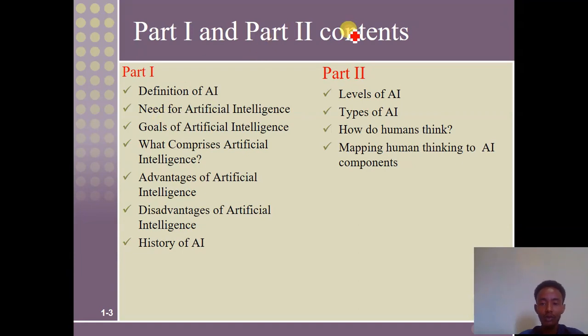But in part 2, basically we have seen levels of artificial intelligence, types of artificial intelligence, how humans think, and also how system developers or artificial intelligence developers map human thinking to artificial intelligence components.